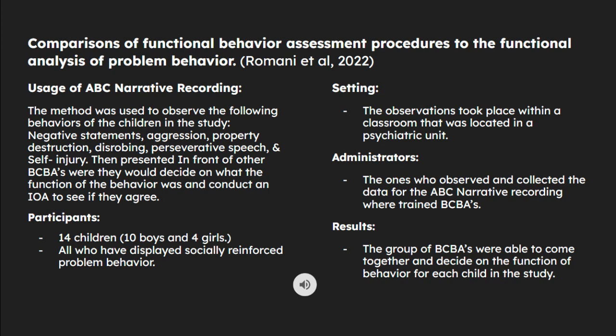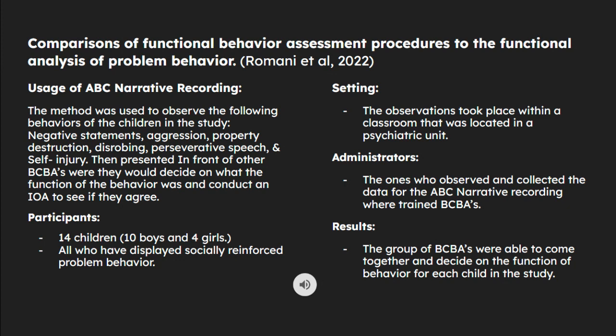The second article is Comparisons of Functional Behavior Assessment Procedures to the Functional Analysis of Problem Behavior by Rispoli and his colleagues. They used ABC narrative recording to observe and document data for each of the children in the study when the following behaviors occurred: negative statements, aggression, property destruction, disrobing, perseverative speech, and self-injury.